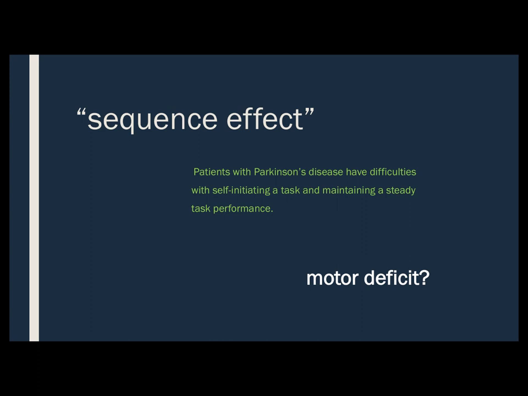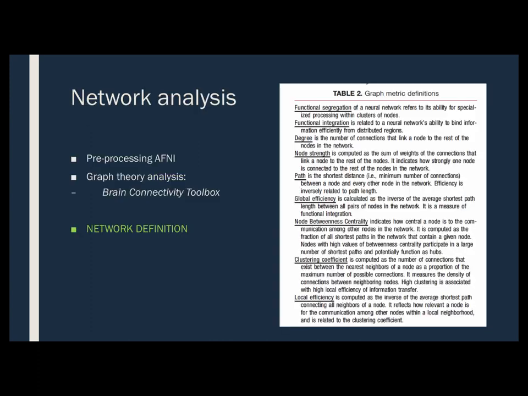So we wanted to study what is this, right? The difficulties that these patients have are in self-initiating a task, but also in maintaining a task at a steady level. So we know that there are some motor deficits in them. However, when you ask the patient to follow you, if they have the visual feedback, they are able to perform this task. So we decided to study this on resting state using some graph theory analysis.